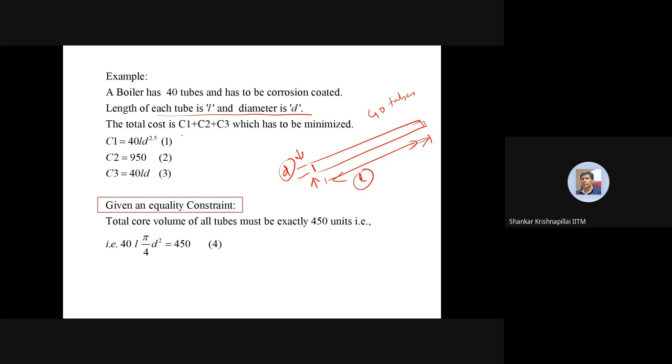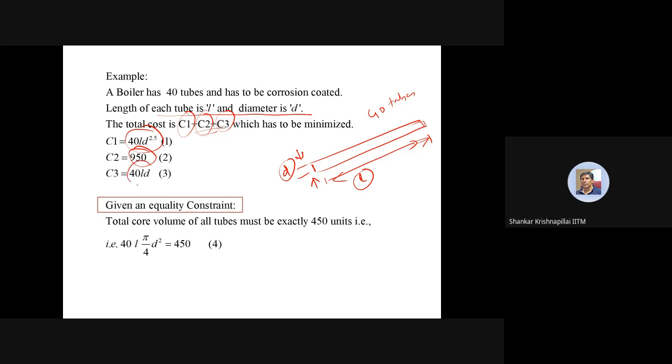Then the total cost which has to be minimized is C1 plus C2 plus C3. C1 is like this: 40 L D raised to 2.5. C2 is 950, some fixed cost, maybe some material cost.